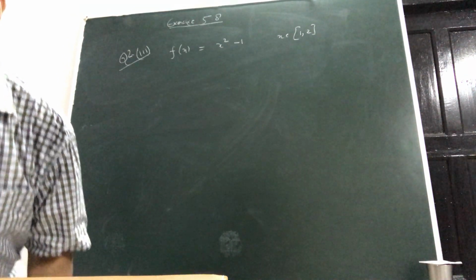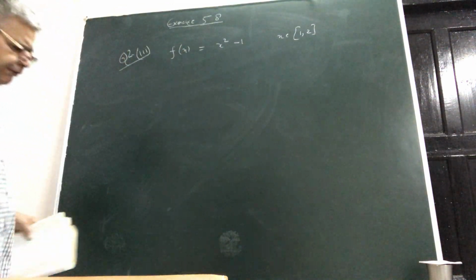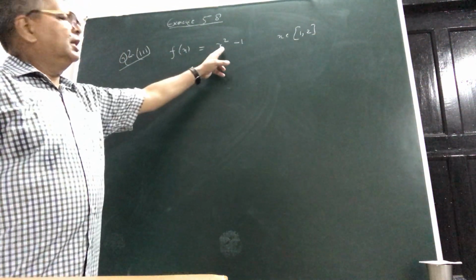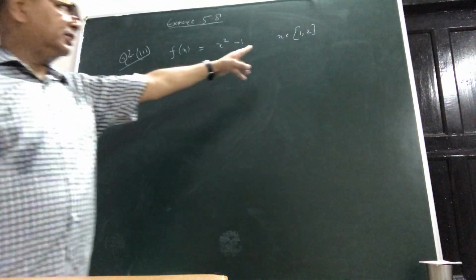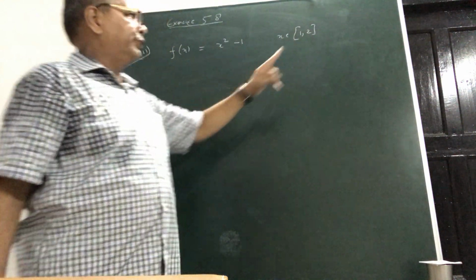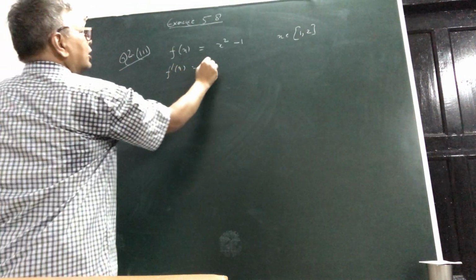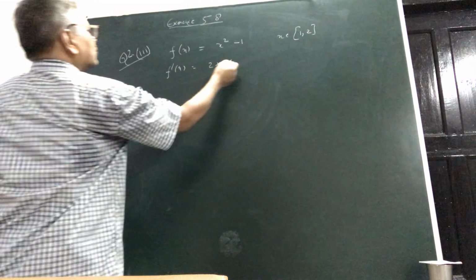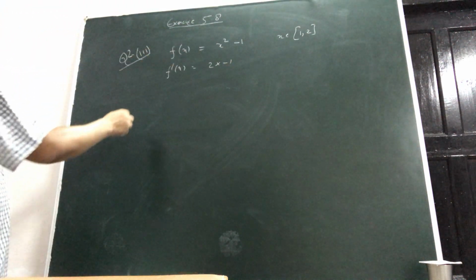Okay. Now f(x) is equal to this. What is this polynomial? You have already learned that a polynomial function is continuous throughout its domain, that is throughout the real line. So obviously it will be continuous in the closed interval 1 to 2. It is differentiable as well. f dash x is 2x minus 1. So again, it is differentiable in the open interval 1 to 2.